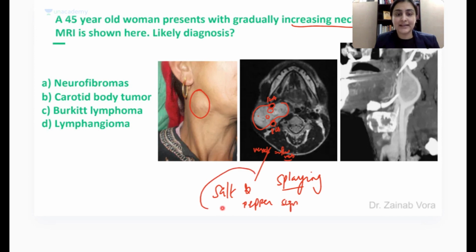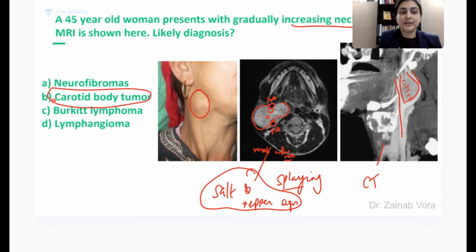It has white areas also, it has black areas also. Now the clincher here, on the CT, what do you see? The fact that all of you identified that there is again splaying of the ECA and ICA. And what do you see? You see that there is a mass sitting here at the carotid sinus. So this is nothing but the carotid body tumor. All right, so this is very, very important.